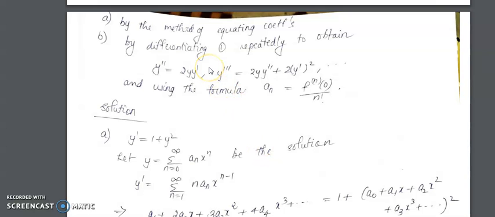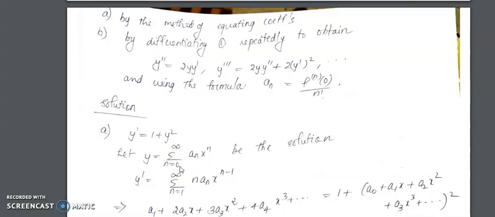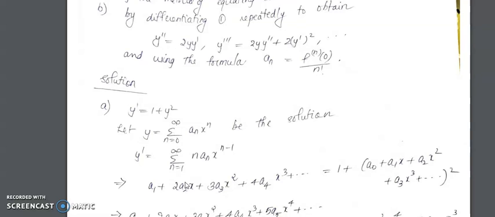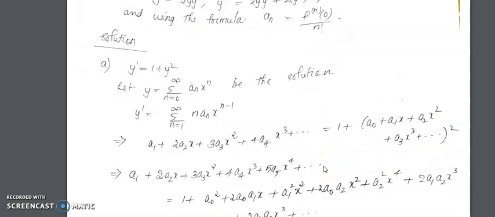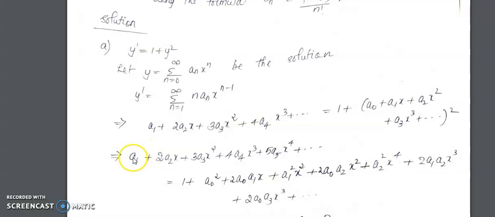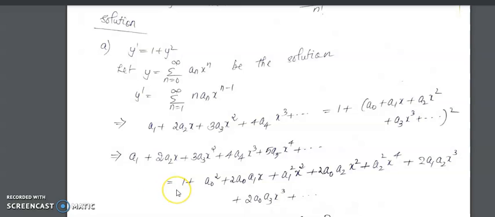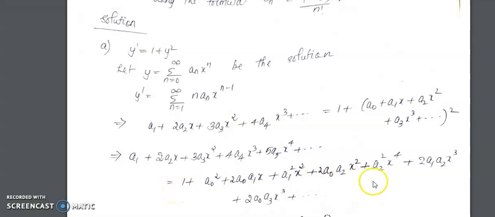So first we will do it by equating the coefficients. So first let us substitute the value of y dash. So y is summation a n x raised to n, y dash is summation n a n x raised to n minus 1. Okay. So let us substitute y and y dash. So this is y dash equal to 1 plus y square, so we will get the square of the series. So let us write a few terms of the series. So on the left side you have y dash, and on the right side you have 1 plus. So I have written a few terms.